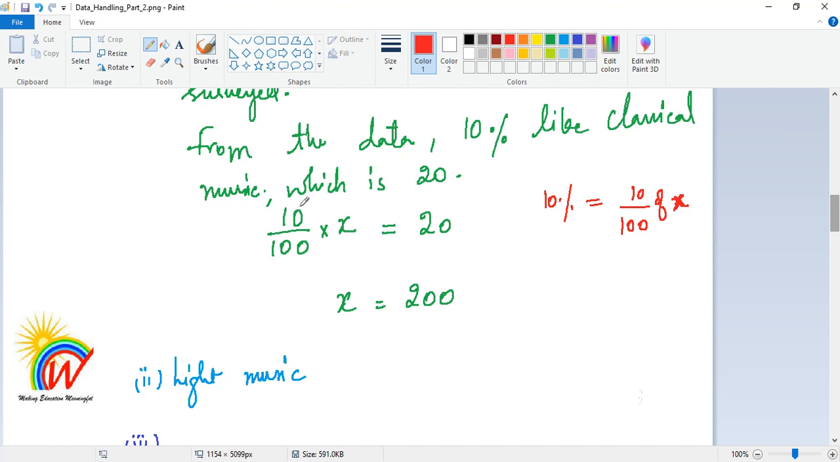So see, one of the zeros gets cancelled. Now this 10 goes on top and gets multiplied with the 20. So you get X is equal to 20 into 10, which is 200. So 200 people were surveyed.